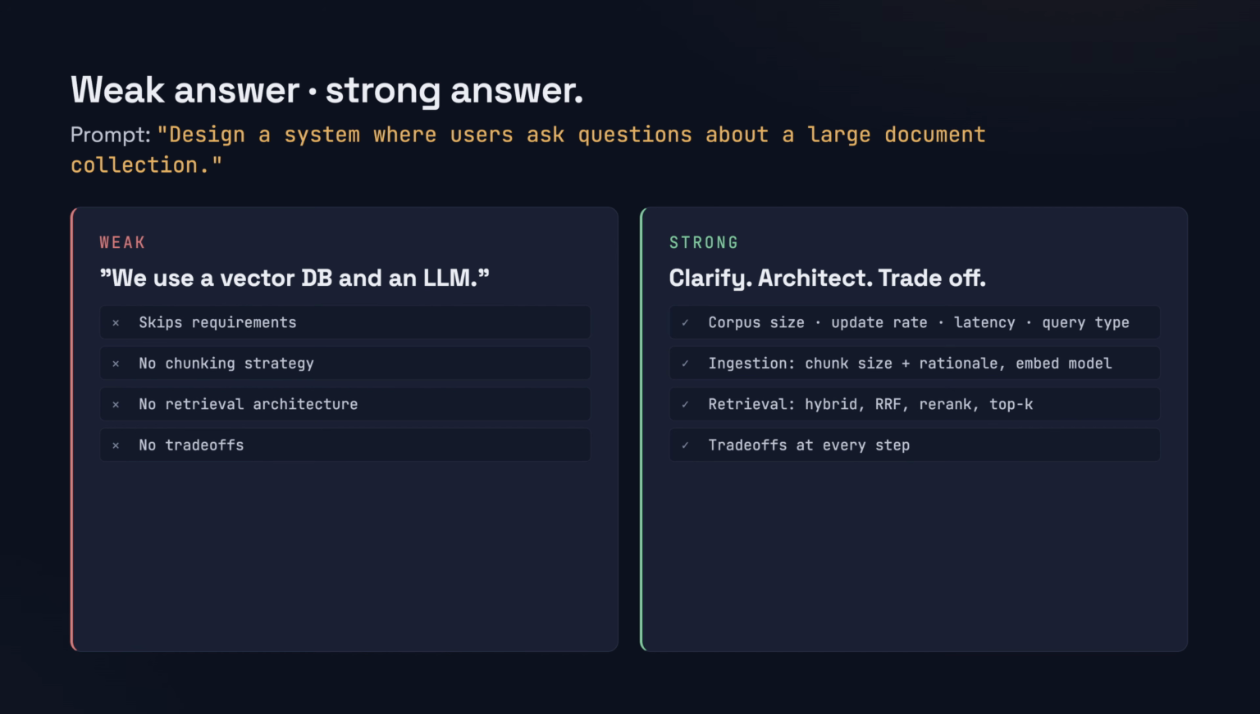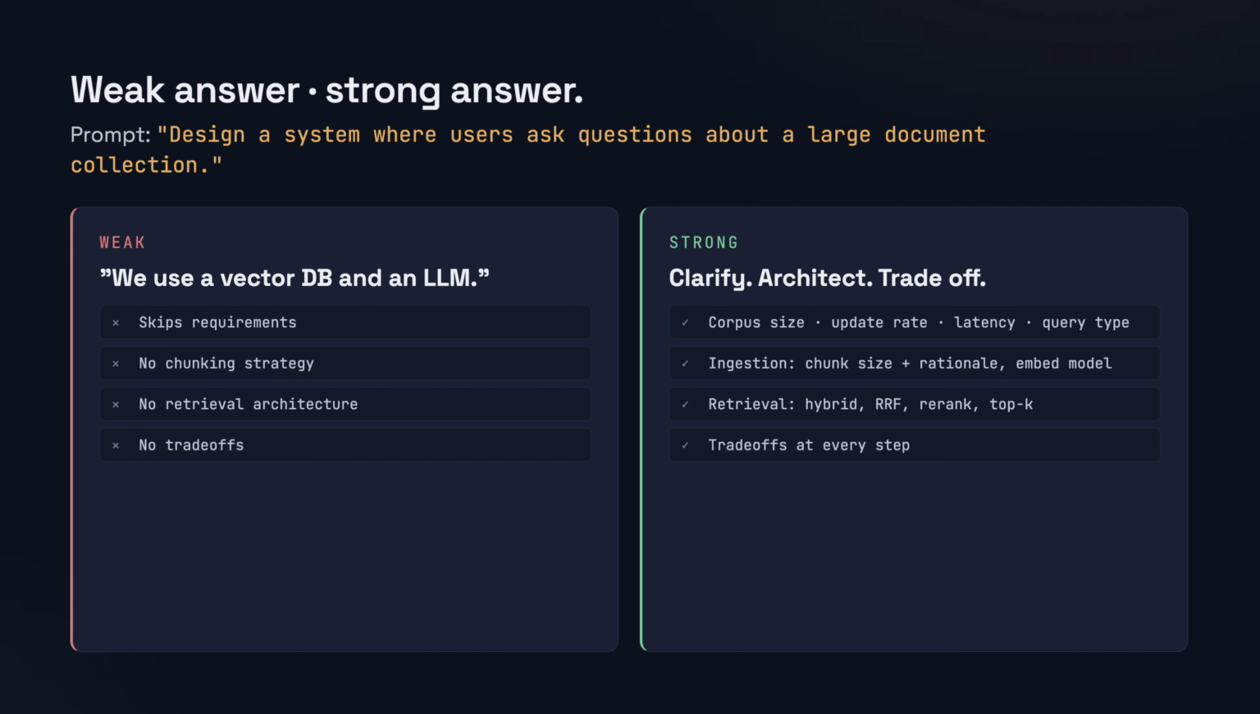Now let us talk about how this shows up in system design interviews. The topic question sounds like this: design a system where users can ask questions about a large document collection and get accurate answers. Here is what a strong answer looks like versus a weak one. A weak answer jumps right to "we use a vector database and an LLM." That is like saying "we use a database and a server." It is too vague to demonstrate any real understanding. Another weak move is focusing only on the LLM part and ignoring retrieval entirely.